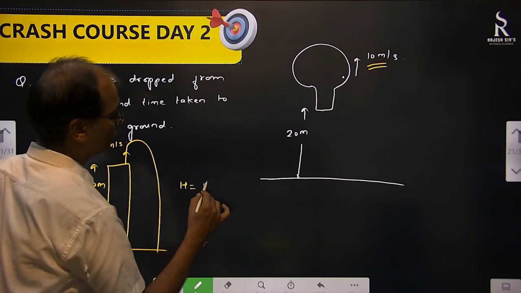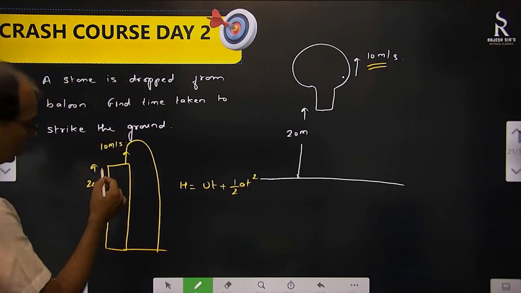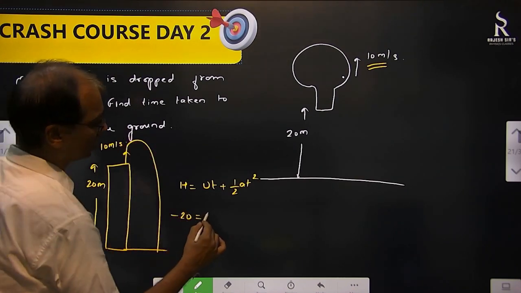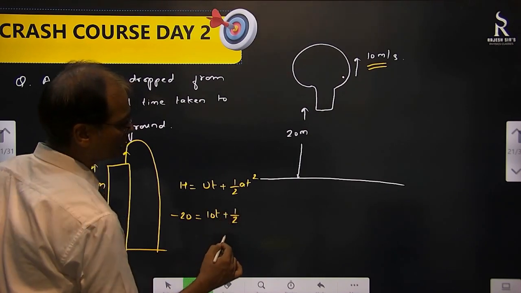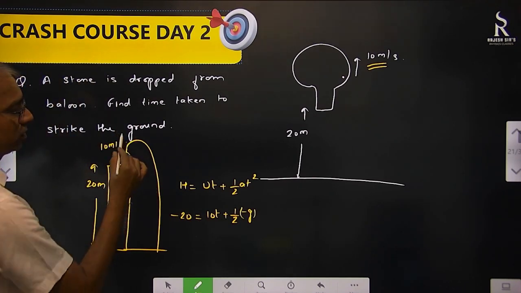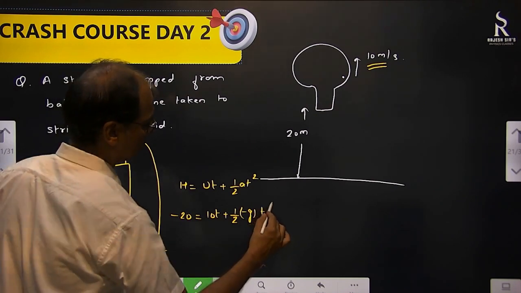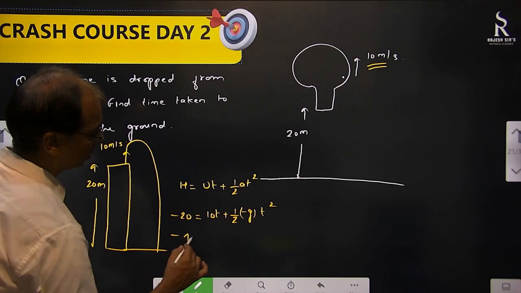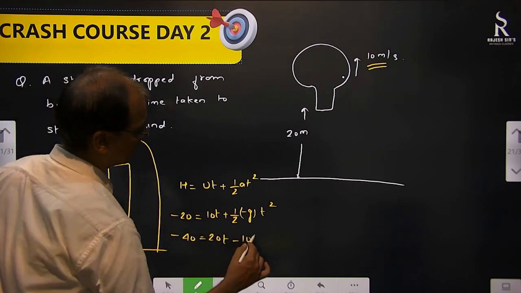h equal to ut plus half at square. Now what is h over here? Downwards, minus 20. So minus 20. U is upwards 10. So 10. Then this acceleration minus g. Why minus g? Because it's opposite to the direction of initial velocity. Initial velocity upwards, g is down, into t square. Same equation. Minus 40 equal to 20t minus 10t square.